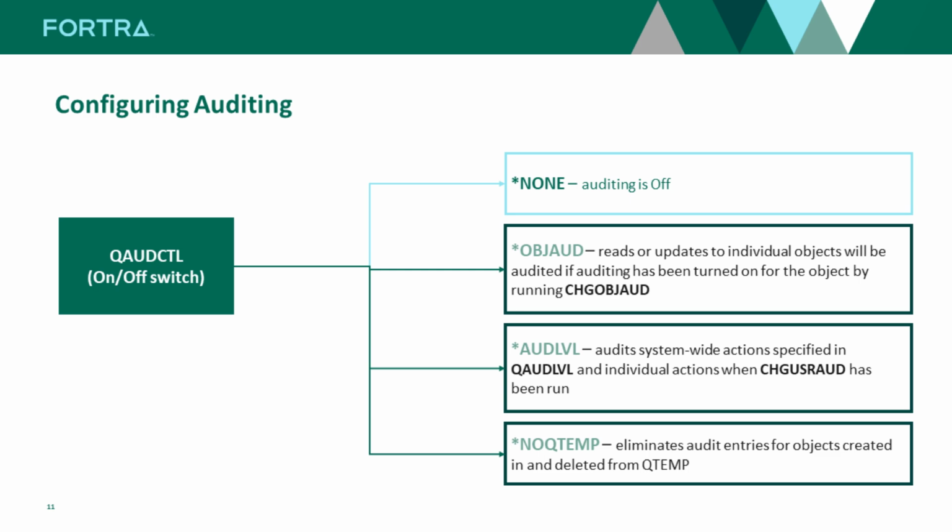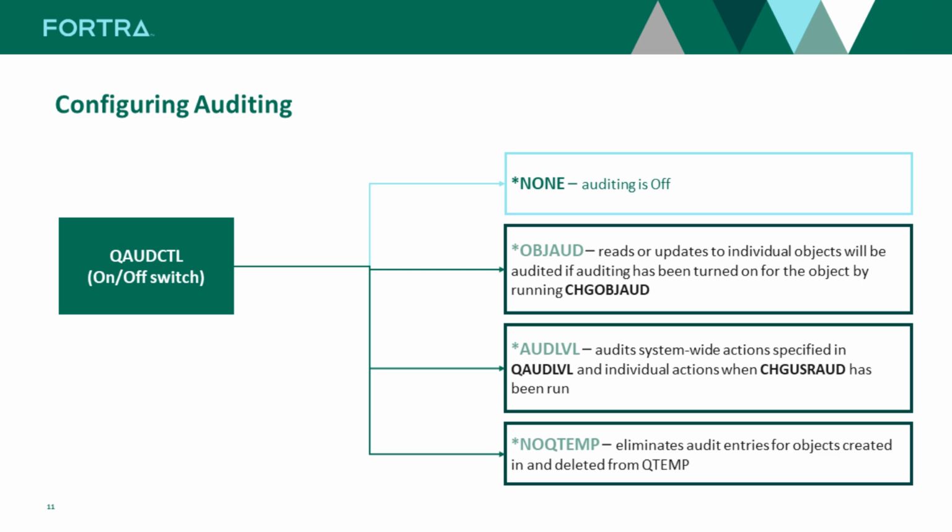With QAUDCTL, there are a number of settings that you can configure this with. Now, *NONE means it's just turned off. So even if you do a work object for the audit journal and it exists, that doesn't necessarily mean that you have auditing turned on. You really need to look at the system value QAUDCTL.